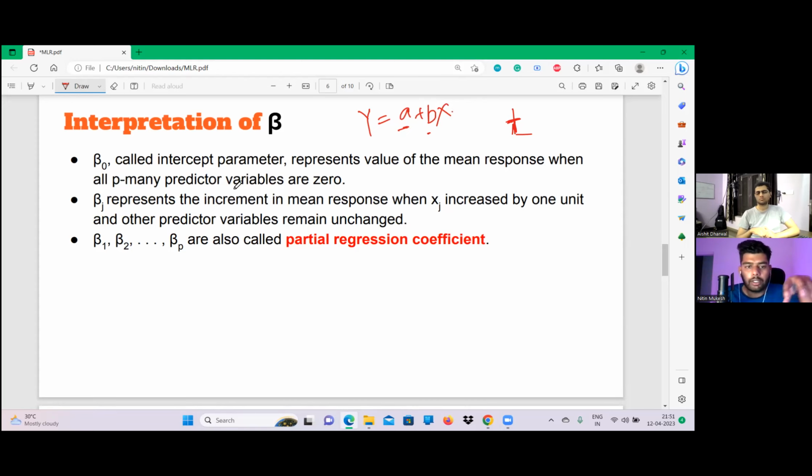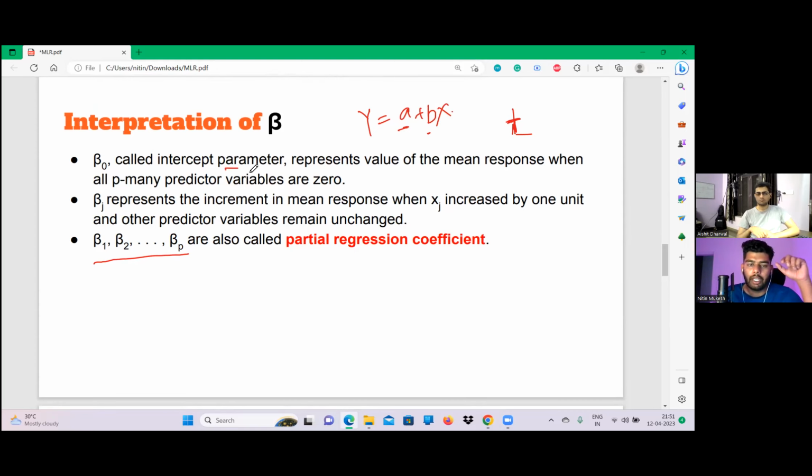So what do beta 1 to beta p mean in the multiple linear regression? These also have some meaning. First of all, beta naught still is the intercept parameter. It represents the value of the mean response, that is, the value of y when all the predictors are 0. So y is equal to beta naught plus beta 1 x1, and so on.